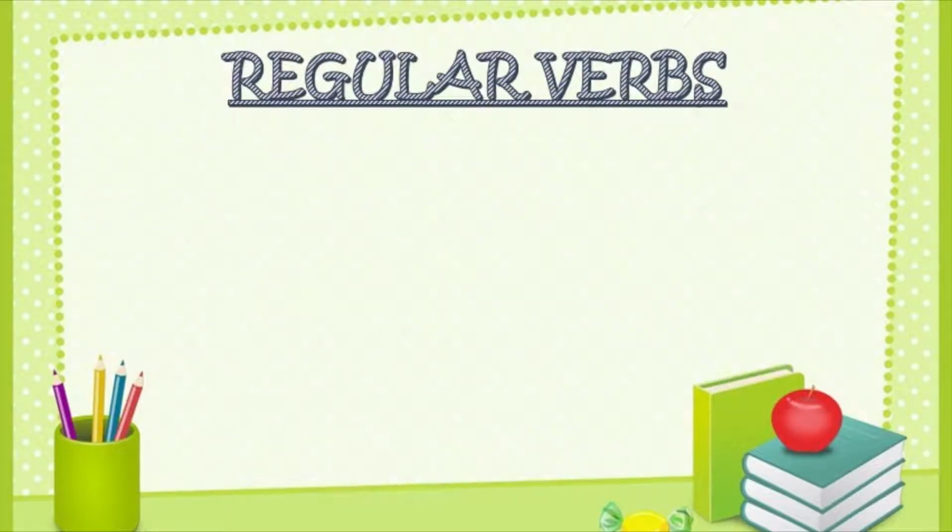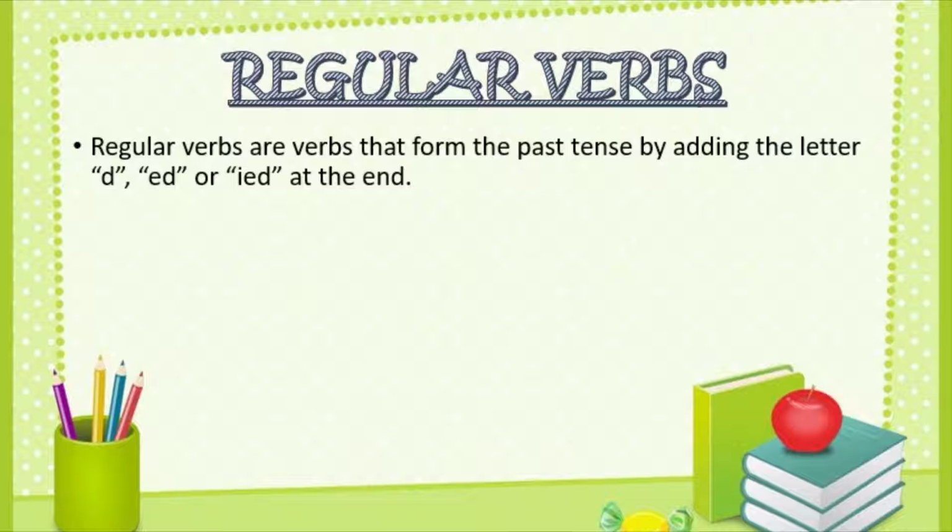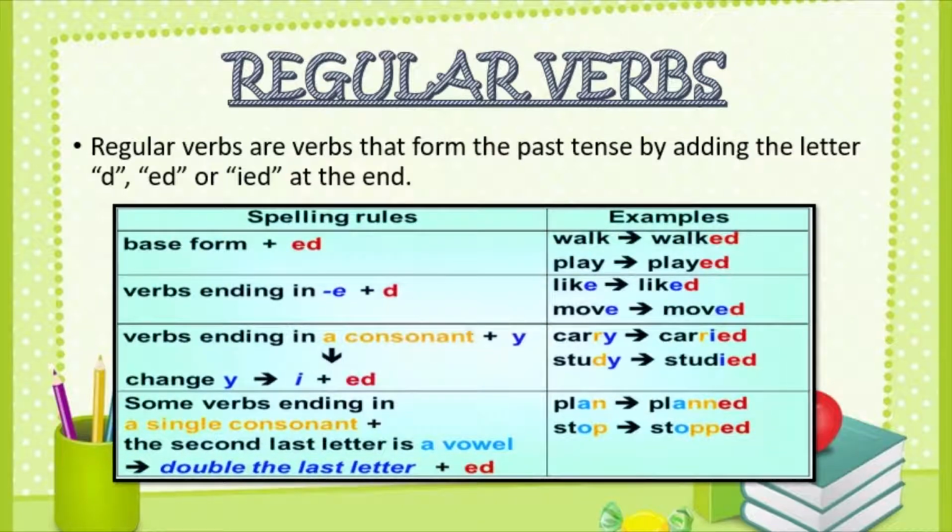Alright, first I'm going to explain to you what regular verbs are. So the regular verbs are verbs that form the past tense by adding the letter D, ed, or ied at the end. Alright, so in English, when we are making sentences, you have the spelling rules. And now we are focusing on the simple past, which is the regular verbs. The first is the base form plus ed.